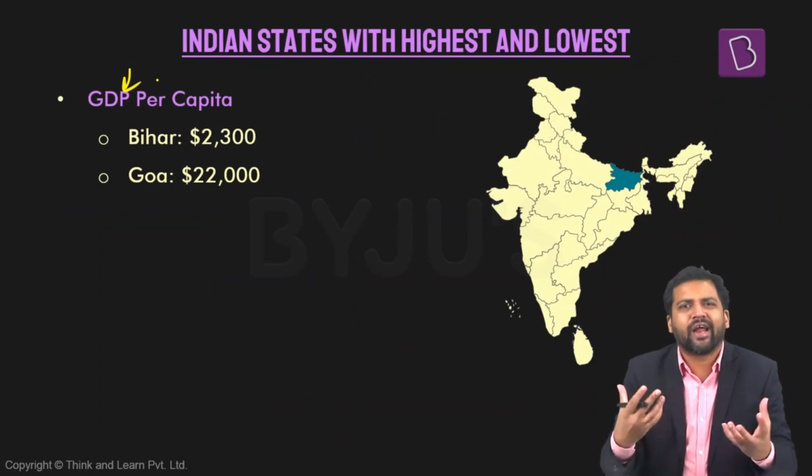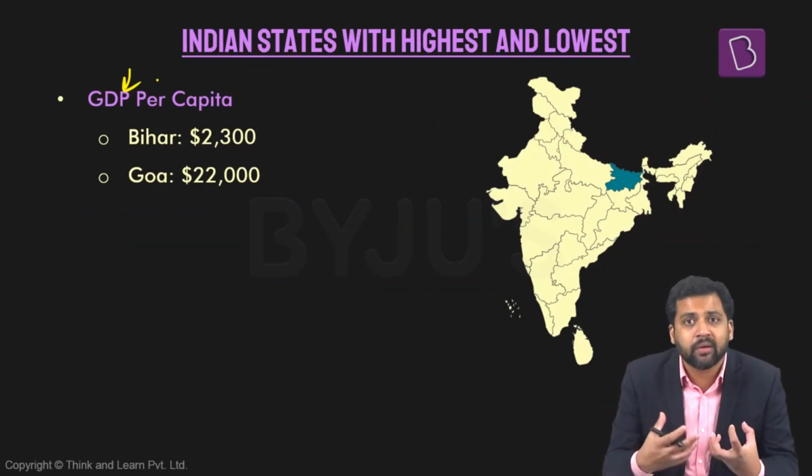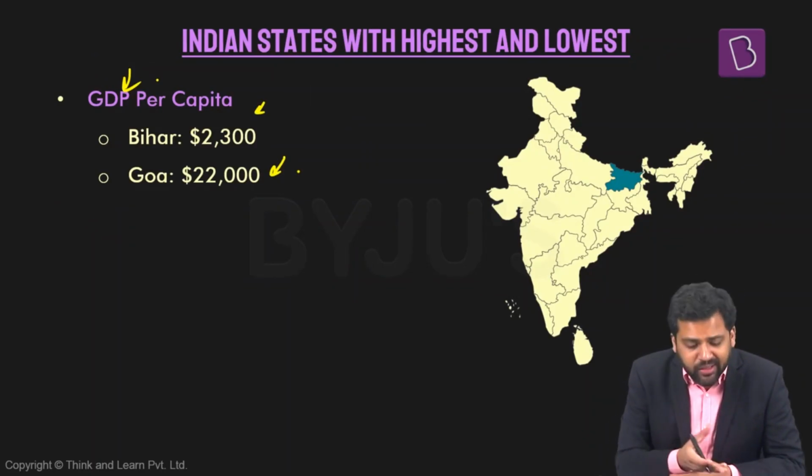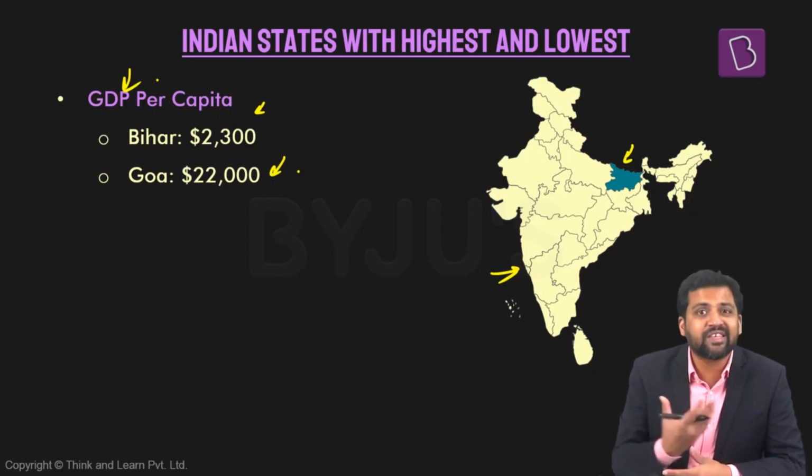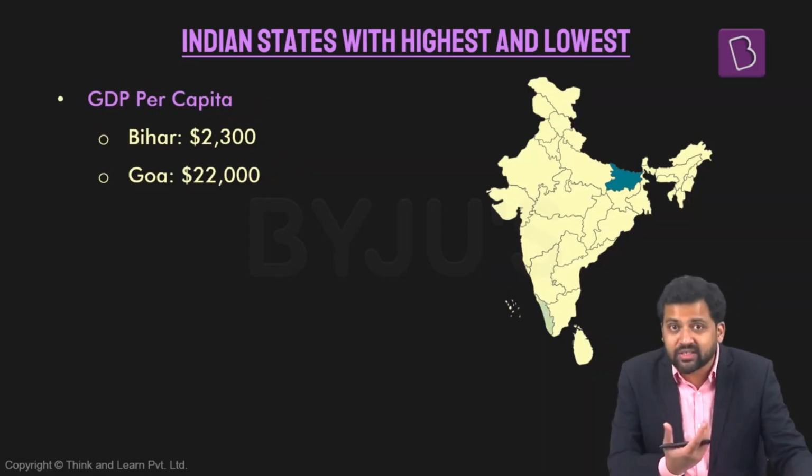If you look at GDP per capita, it gives you an idea about how much economic activity is happening here, and how much income people have. Here also, look at the variation. In Bihar, the GDP per capita is around $2,300. And in Goa, the GDP per capita is somewhere around $22,000, almost 10 times. Huge variation, right? So people's living standards will be very different, and people's life chances will vary massively.